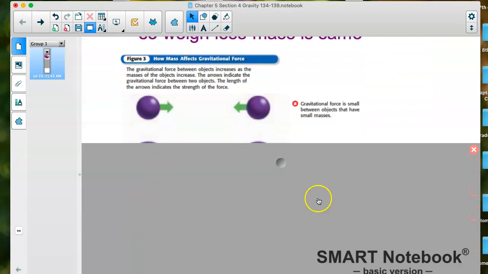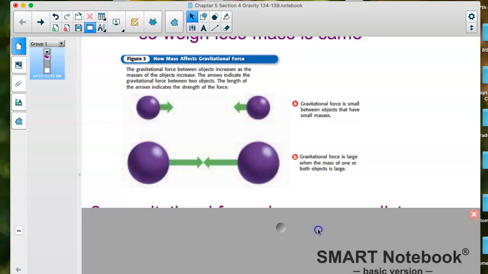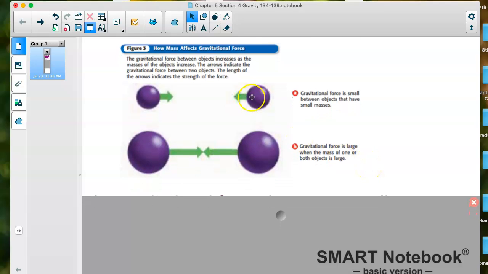So this is a great picture which I want you to be familiar with. It says the gravitational force between objects increases as the masses of the objects increase. The arrows show us the gravitational force. Look at these two smaller objects, right? The gravitational force is small because they have small masses. Okay, think about the moon. Now, larger objects, right? If they're larger objects, then look at that gravitational force. It's going to be larger. So this is sort of a simulation of, maybe you could think of it as the moon and the Earth.